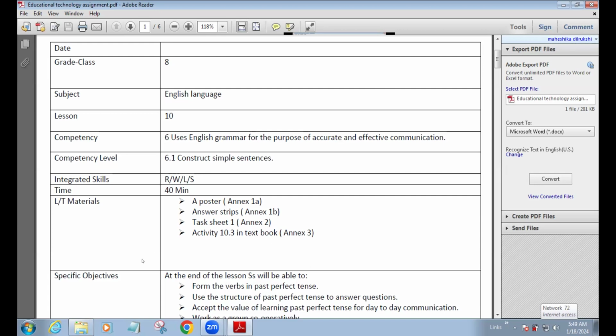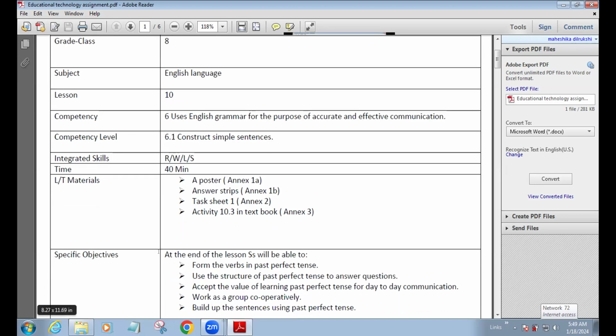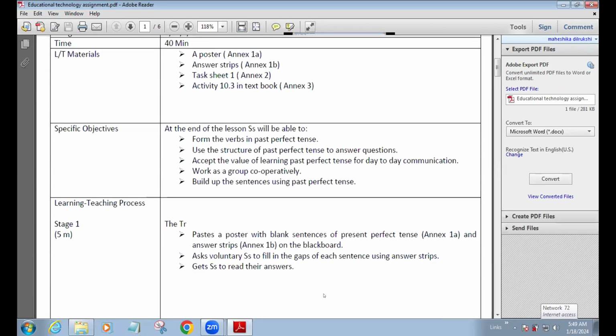Specific objectives. At the end of the lesson, students will be able to form the verbs in past perfect tense. Use the structure of the past perfect tense to answer questions. Accept the value of learning past perfect tense for day-to-day communication. Work as a group cooperatively. Build up the sentences using past perfect tense. Those are the specific objectives.